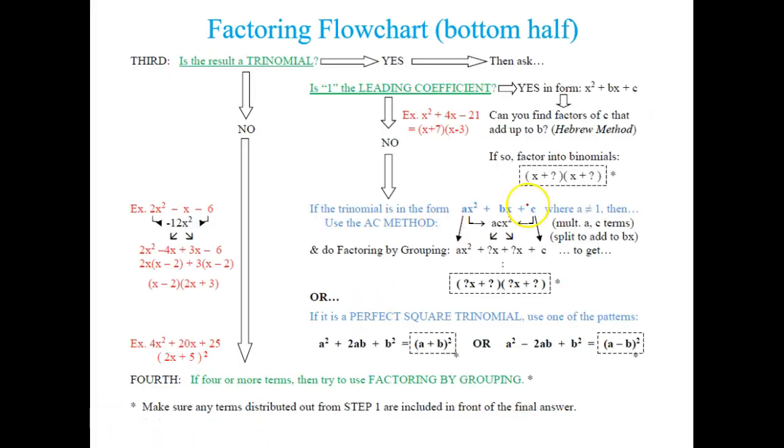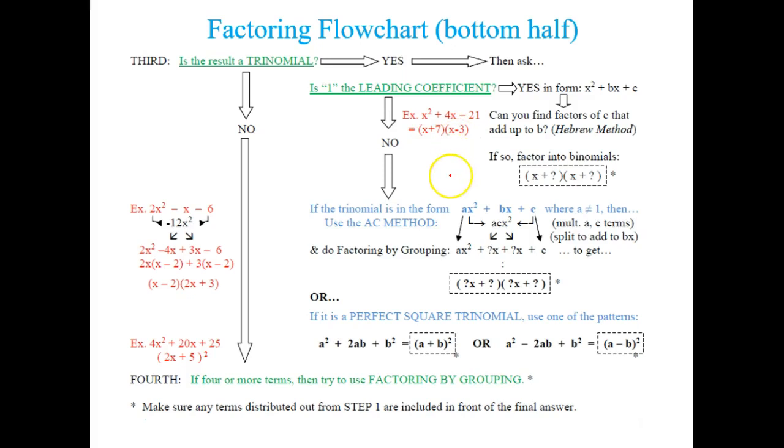All right, in this slide, you see that the bottom half of the factoring flowchart is for if it's a trinomial. Now, if it's a trinomial, you'll check, is 1 the leading coefficient? And if so, it would be something like this. Example, x squared plus 4x minus 21. And so you could use the Hebrew method where you look for the factors of negative 21 in this case that add up to 4. So the factors of negative 21 that add up to 4 are 7 and negative 3. So it factors as x plus 7 times x minus 3.